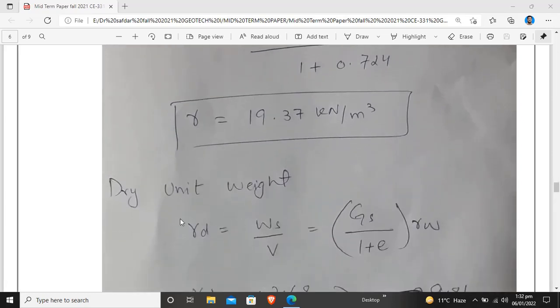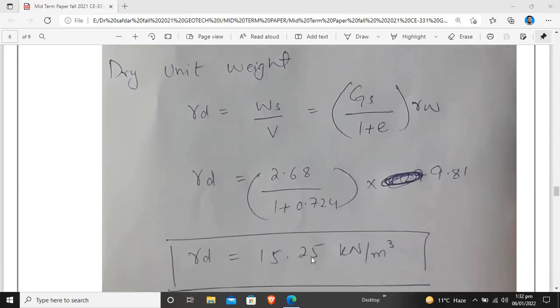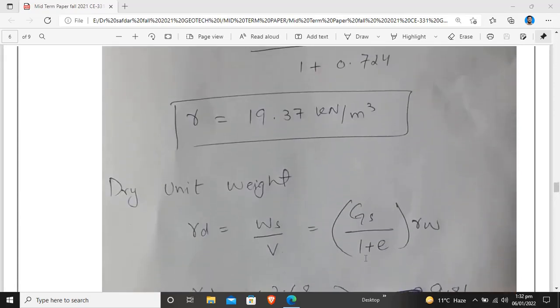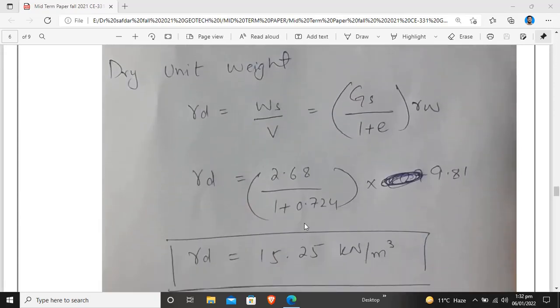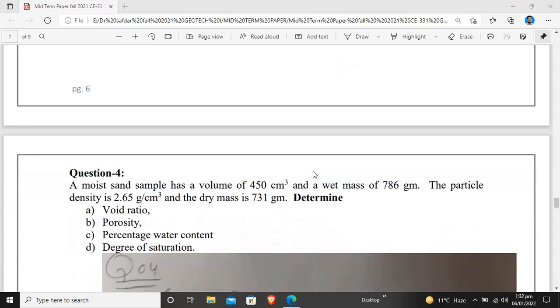After that, there is an equation for dry unit weight, which is weight of solid divided by total volume. After deriving the equation and substituting the values, we get 15.25 kilonewton per meter cube. So this is the solution of question number 3. Now further we have to move towards question number 4.